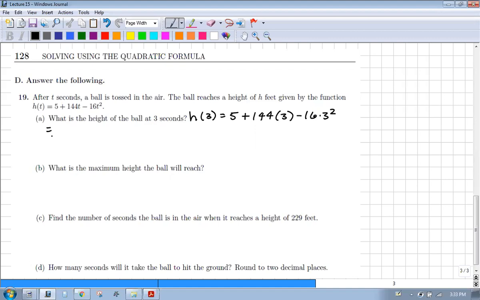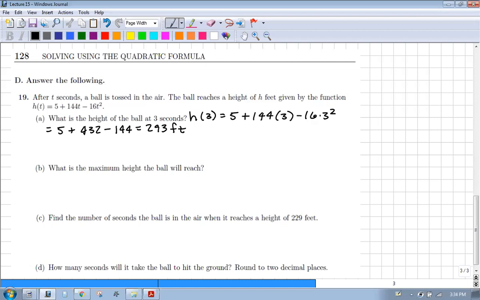about time 3. So let's see, we got 5 plus 144 times 3 equals 432. And now we have 9 times 16 is 144. So 432 plus 5 minus 144 equals 293 feet. That's the height at 3 seconds.